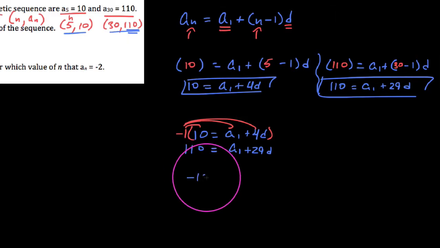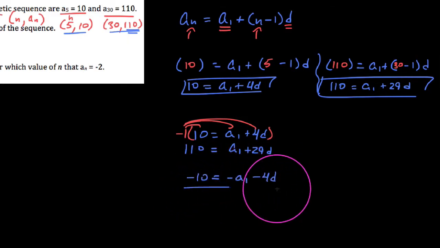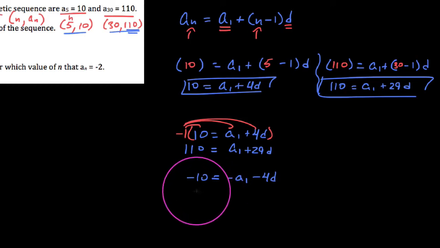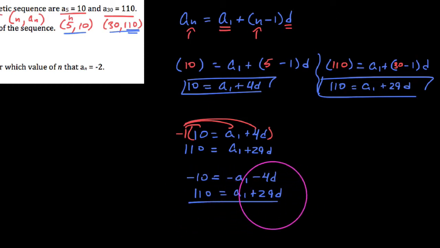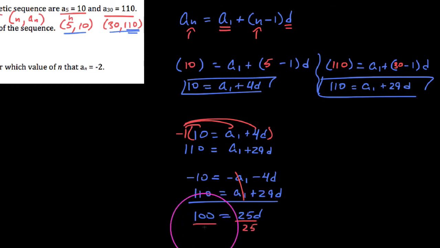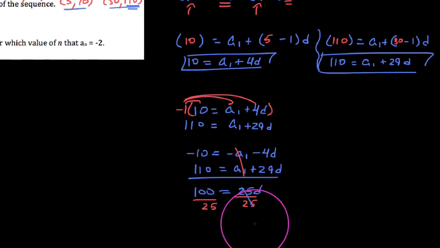Okay, so we get negative 10 is equal to negative a1 minus 4 times d, over 110 equals a1 plus 29 d's. And we're going to go ahead and sum these together. So our a1's cancel out. We get 100 evenly here, and we say that a negative 4 and a positive 29 come out to be a coefficient of 25 for our d. And I think it becomes pretty intuitively obvious here that when we divide by 25, we're going to get a value for d that comes out to be 4.